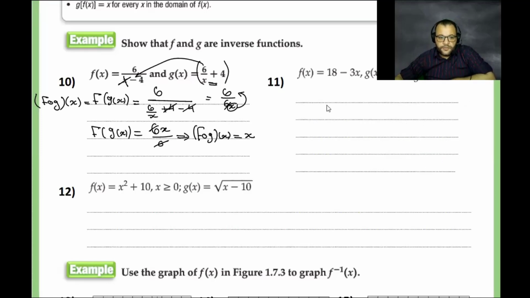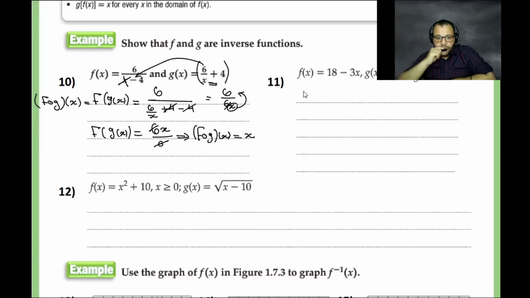But sir, how do we know that the other one is also x? Check the other one. Yes, then we have to check the other one, right? But one is enough to find.